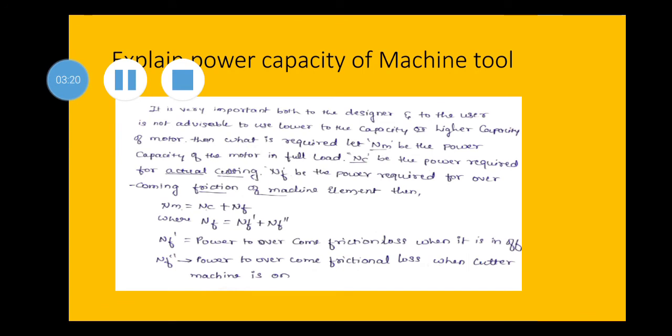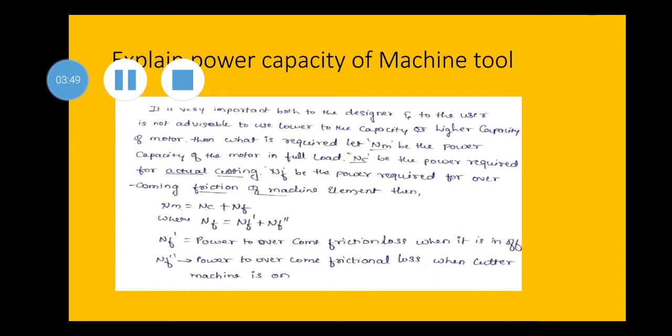Explain the power capacity of a machine tool. It is very important both to the designer and to the user. It is not advisable to use a motor of lower capacity or higher capacity. Then what is required? Let Nm be the power capacity of the motor at full load and Nc be the power required for actual cutting.